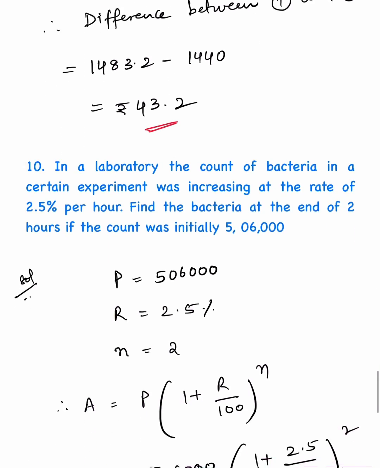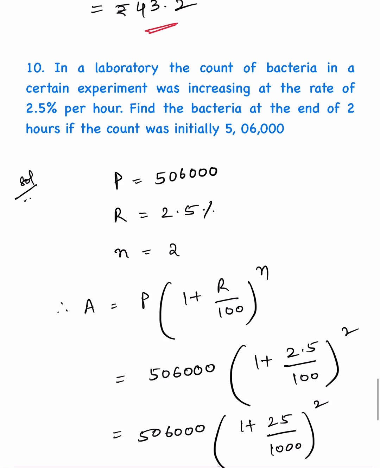In a laboratory, the count of bacteria in a certain experiment was increasing at the rate of 2.5% per hour. Find the bacteria at the end of 2 hours if the count was initially 5,06,000. P equal to 5,06,000. That is the principal. R is rate of interest, which is 2.5%. N is 2 because at the end of 2 hours, we have to find out the value.